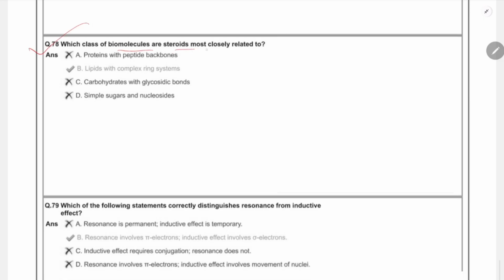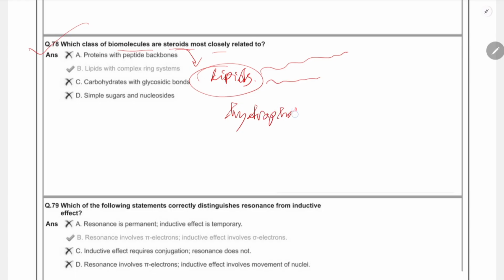Which class of biomolecules are steroids most closely related to? The steroids are actually a major class of lipid, which have long fatty acid chains. Actually steroids are characterized by four fused carbon rings present in them. So four rings are fusedly present. They are called lipids because they are all hydrophobic. Hydrophobic. So correct answer will be option B.